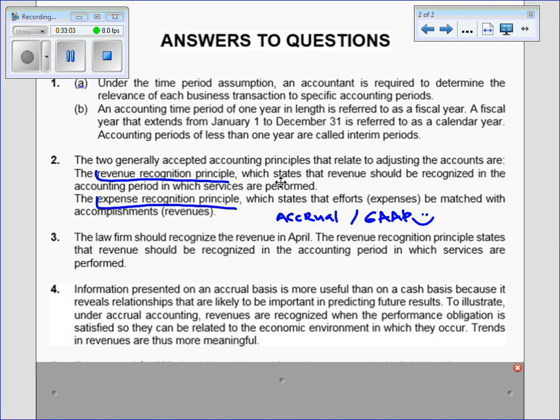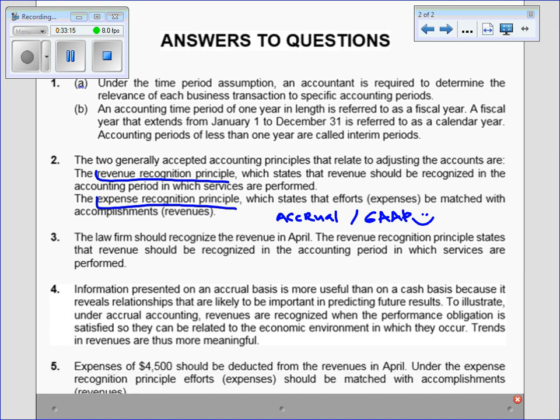April. But with the expense recognition principle, we're also bundling the expenses to offset the revenue. So if you actually take a look at it, the expenses of $4,500 should be deducted from the revenue in April. Under the expense recognition principle, expenses should be matched with revenues.